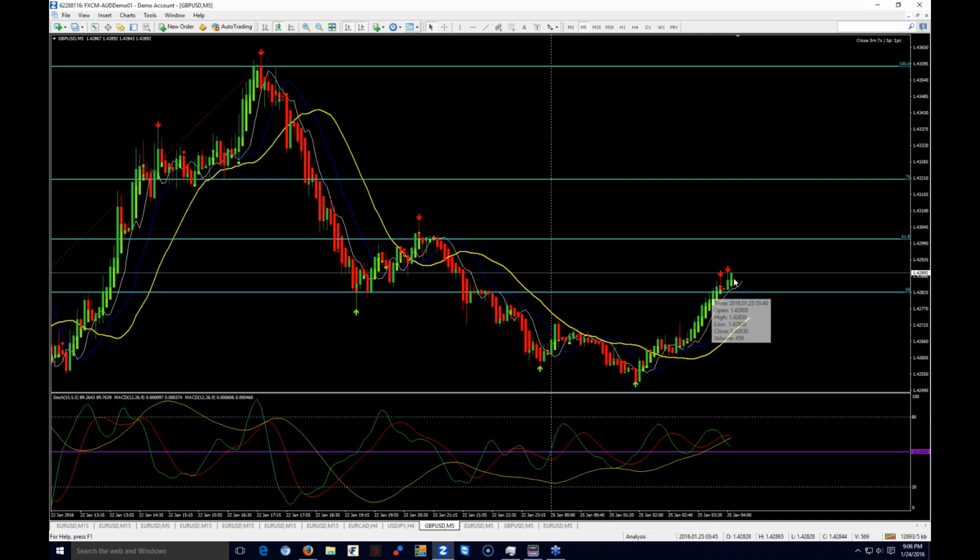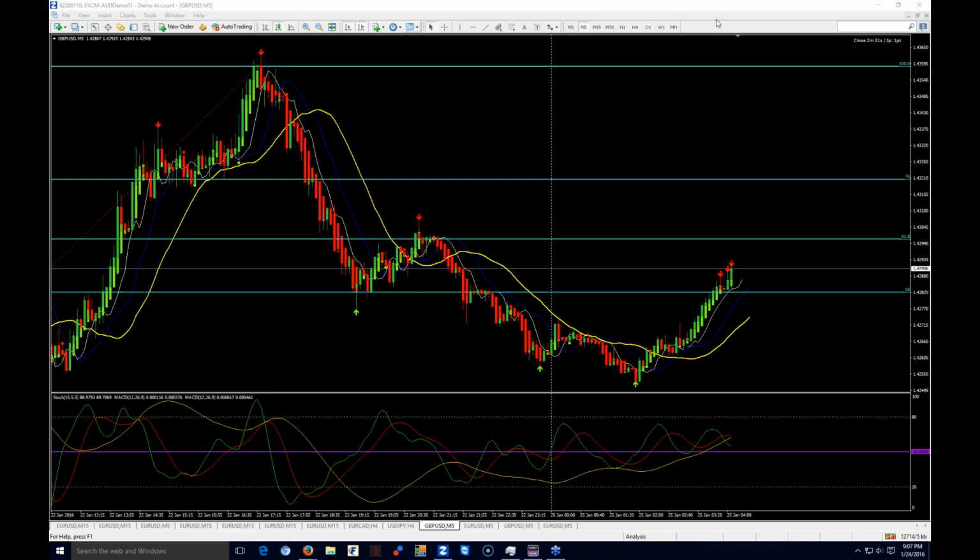Just holding on that level. Still climbing up. More movement, breaking resistance.